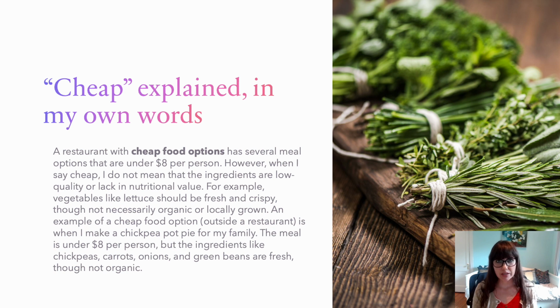So cheap is explained here in my own words. A restaurant with cheap food options has several meal options that are under $8 per person. However, when I say cheap, I do not mean that the ingredients are low quality or lack in nutritional value. For example, vegetables like lettuce should be fresh and crispy, although not necessarily organic or locally grown. An example of a cheap food option outside of a restaurant is when I make a chickpea pot pie for my family. The meal is under $8 per person, but the ingredients like chickpeas, carrots, onions, and green beans are fresh, though not organic.